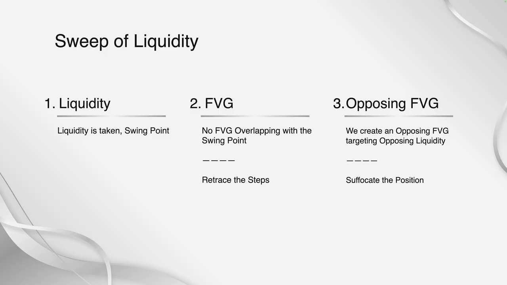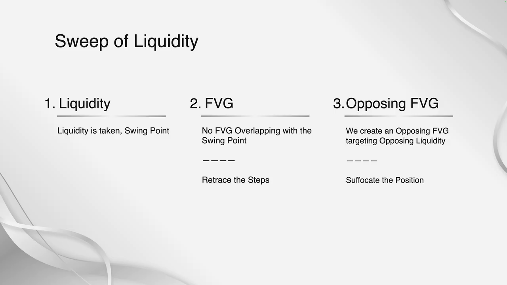Now, after that, we have number 3. And number 3 right there is the opposing FVG. We create an opposing FVG targeting opposing liquidity, suffocating the positions. That is how we actually confirm the sweep of liquidity.